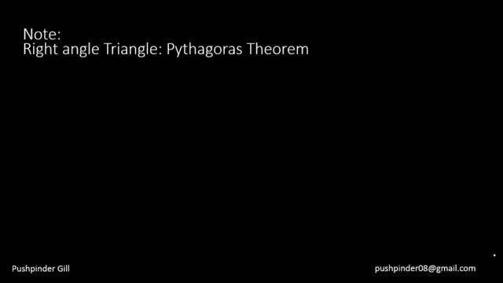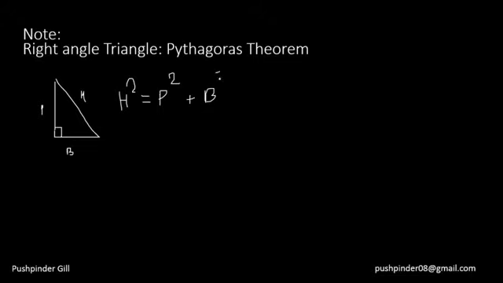Now the next topic that we have is right angle triangles. So I'm going to do right angle triangles. I suppose everyone knows what the Pythagoras theorem is. I'm going to put it down here. So if this is a right angle triangle and this is the perpendicular, this is the base, and this is the hypotenuse, I can say that h square is equal to p square plus b square.